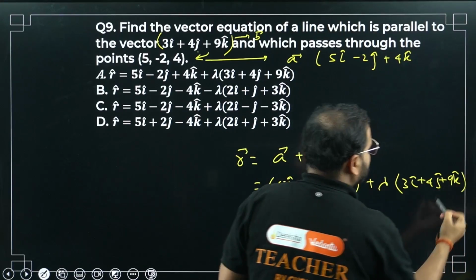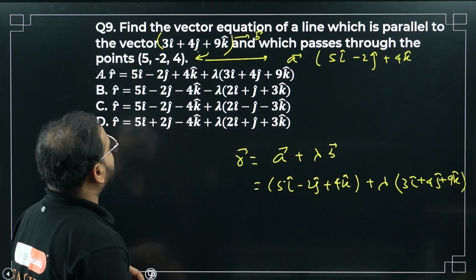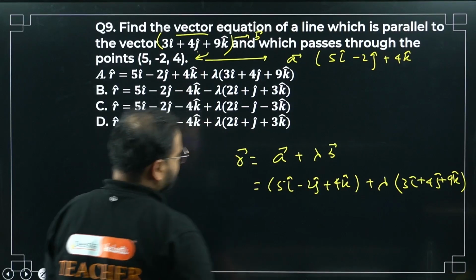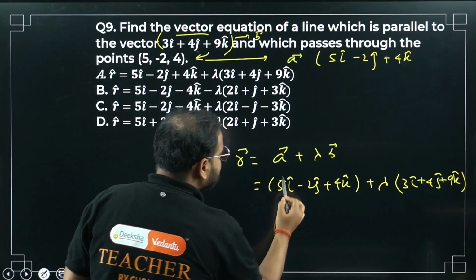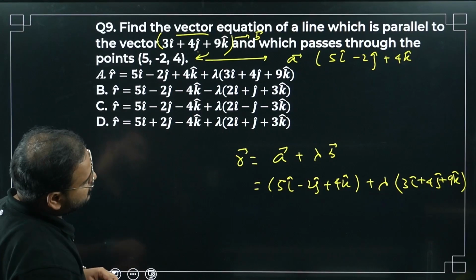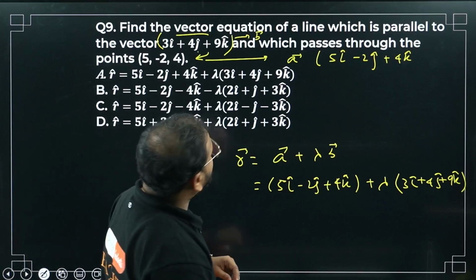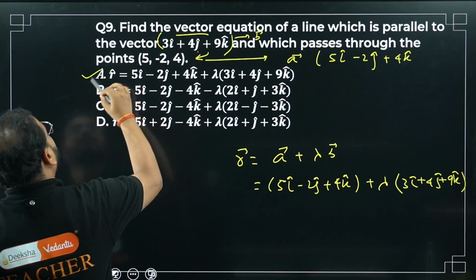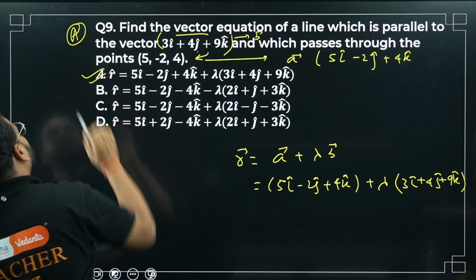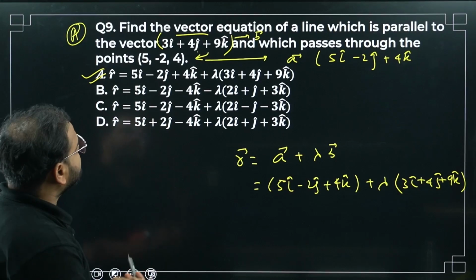What have they asked? In the Cartesian form or parametric form or in the vector form? So vector form. So is this matching with any of the options? Please check. 5i minus 2j plus 4k plus lambda times of 3i plus 4j plus 9k. Option number A is correct. Option A is the correct choice. Please have a look.